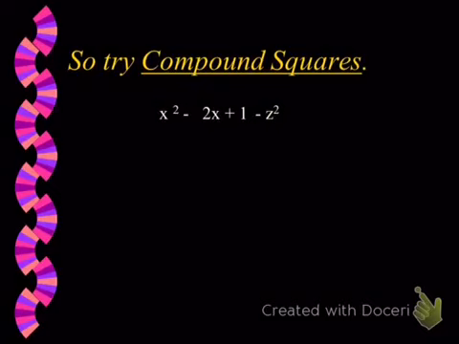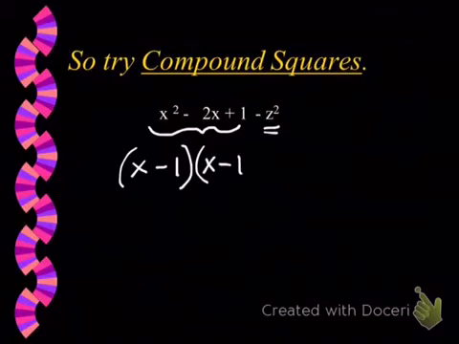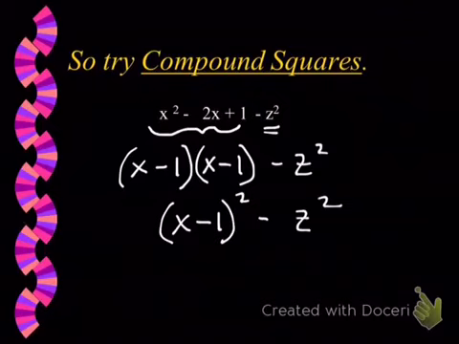Z, right? Z squared, it's on its own. So we're going to factor this trinomial, and then we're going to leave z squared alone. What's the factorization of x squared minus 2x plus 1? What are the factors of positive 1 that add up to be negative 2? X minus 1 times x minus 1, right? Does everybody agree with that? And we can write x minus 1 times x minus 1 as x minus 1 squared minus z squared.